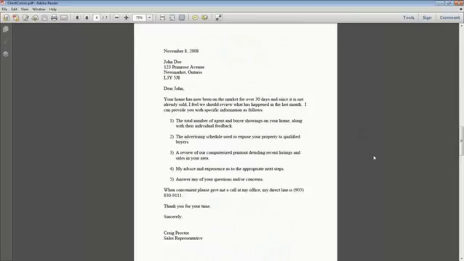I can provide you with specific information as follows. Number 1, the total number of agent and buyer showings on your home, along with individual feedback. Number 2, the advertising schedule used to expose your property to qualified buyers. Number 3, a review of our computerized printout detailing recent listings and sales in your area. Number 4, my advice and experience as to the appropriate next steps. Any guesses on what my advice might be? Of course, reduce the price. And number 5, answer any of the questions or concerns that you may have. And then I give them my phone number.